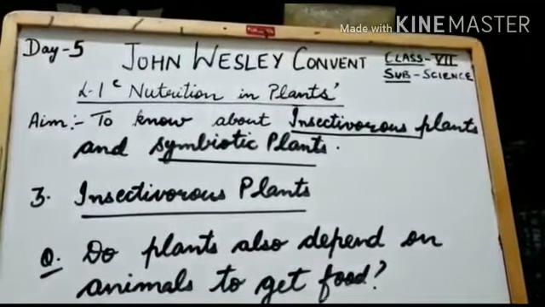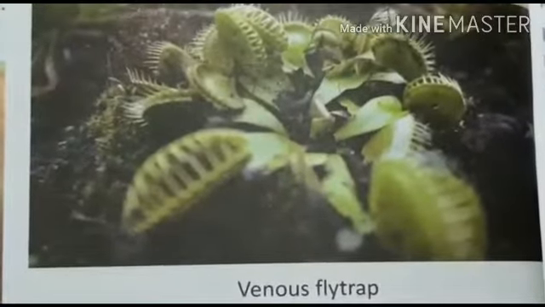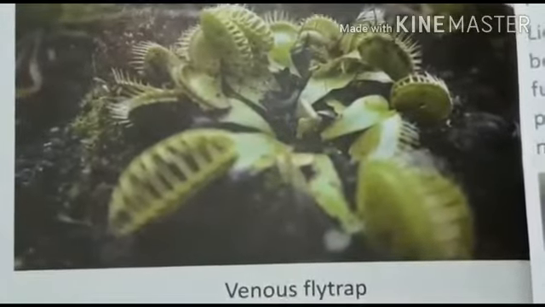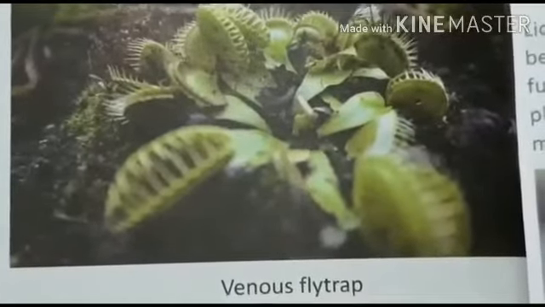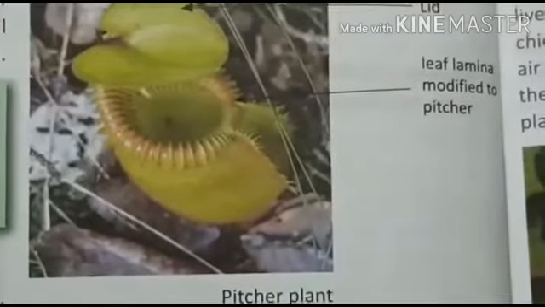I'll show you the picture over here of the Venus flytrap. This is the picture of the Venus flytrap. When an insect sits on the leaf of this plant, it gets easily trapped and is digested by the plant. I'll show you the picture of the pitcher plant.